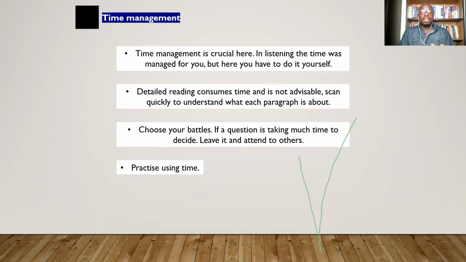So then finally, time management. This is very important. In listening tests, your time is being managed for you, because a series of recordings will be played for you, and you are supposed to answer questions as those recordings are being played. But here, nobody is going to tell you when to move to question 2 or question 3. You have to learn how to manage the time on your own. Like I said before, detailed reading will consume your time, except when you've done the skimming and the scanning and you still don't have the answer, then you might have to read in detail.